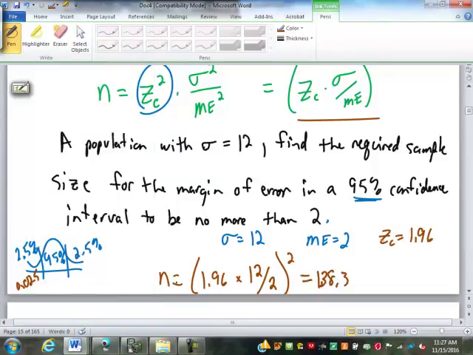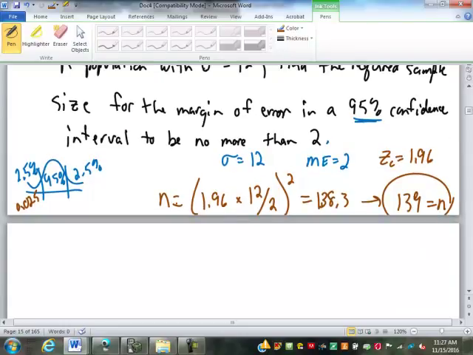When we get this sample size, remember that it is the minimum sample size to be within it. Now if we rounded that down, we would be below the minimum. Even though it's 138.3, we have to round it up to 139. Always round up on the sample size, because if we round it down, we're going to be below our minimum size, and it's not going to stay within that desired margin of error.